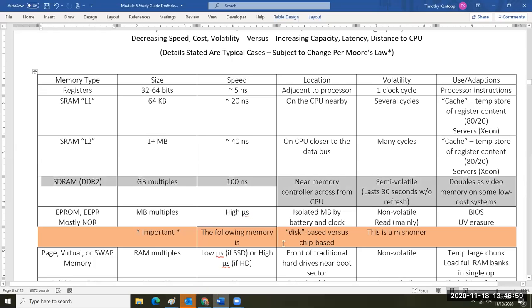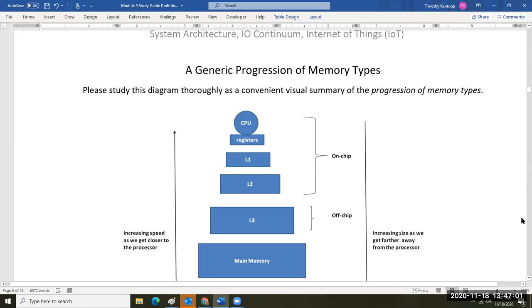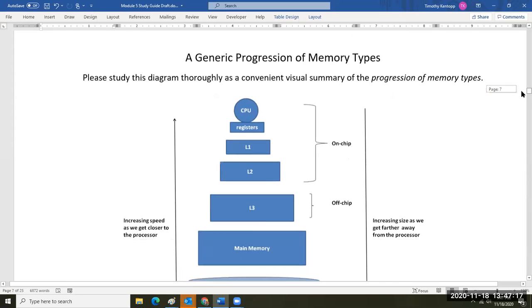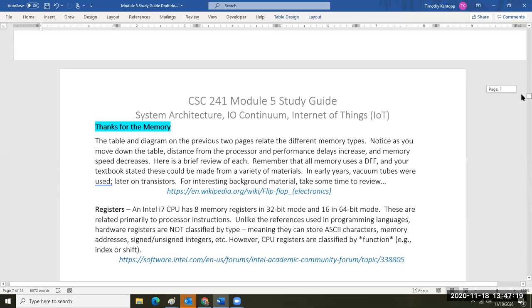Does that help? Yes. Okay. So the farther you are from the chip, the larger the memory is, but the slower it is, because there's more distance. The closer to the chip, the smaller the memory, the faster it is. That's the thing we want you to understand.